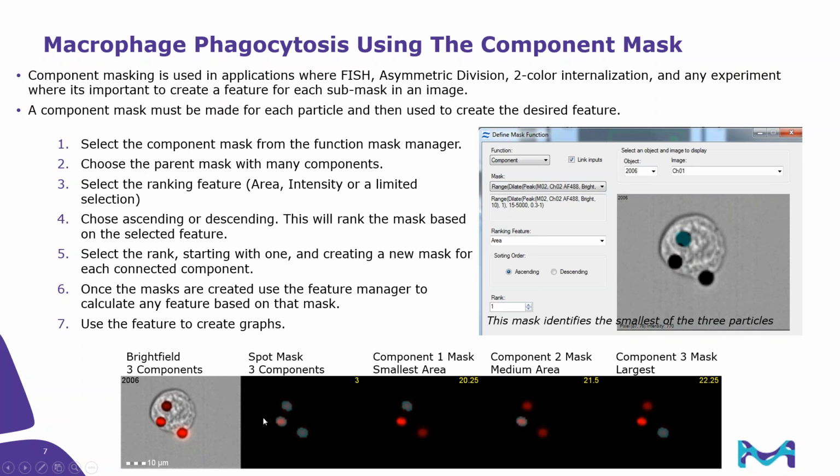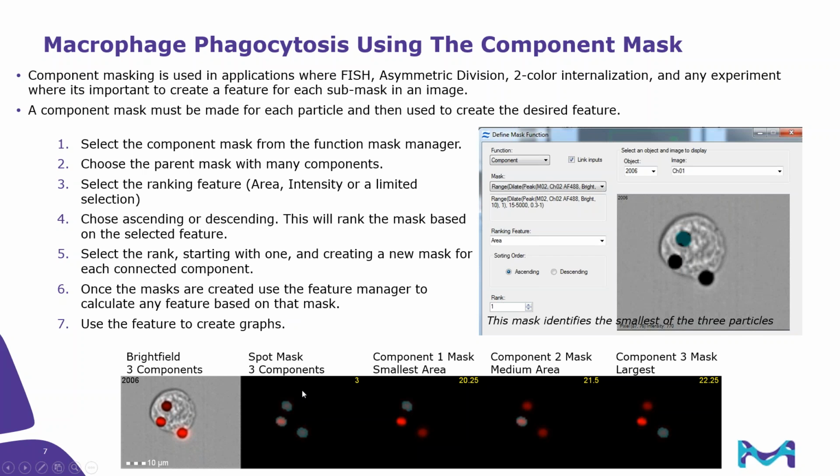So if you look at this image down here at the bottom of your screen, this is a single cell, and it has 3 phagocytosed particles within it. One of them is at the membrane here. And the goal of this is to measure these particles independently, either based on size or intensity. And the way that this works in IDEAS is you essentially go into the mask manager, select a component mask from the function manager, choose a parent mask with many components, and in this case, this initial mask here has 3 separate components.